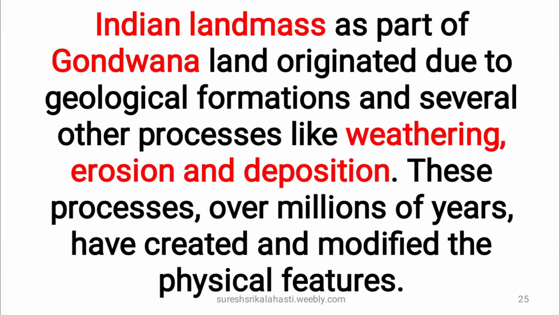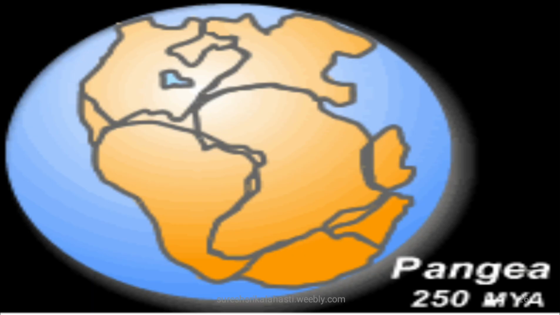Geographical background of India and the Indian landmass. The Indian landmass is a part of Gondwanaland, originated due to geological formations and several other processes like weathering, erosion and deposition. These processes over millions of years have created and modified the physical features.